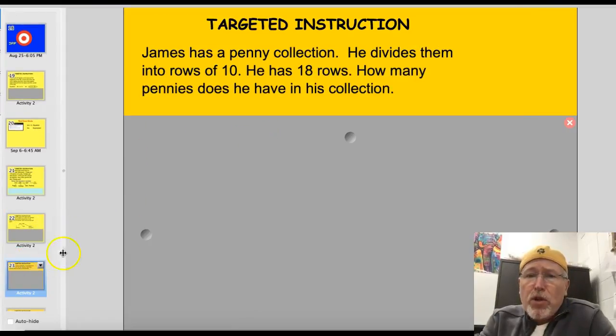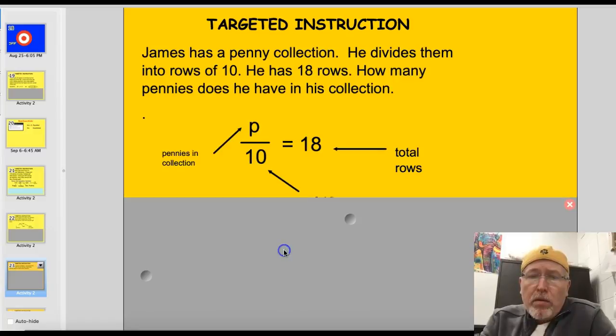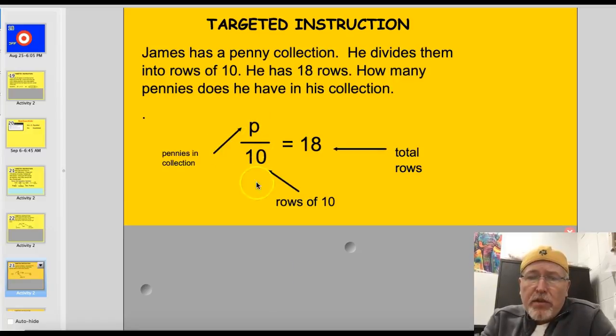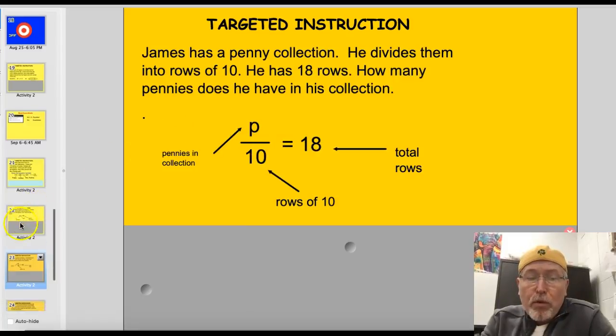Here's 2 quick problems. Try them on your own. Go ahead. Let's see how you do. Well, here's the pennies in his collection. If you divide them by 10, there's 18 in total rows. So pennies divided by 10 per row, 18 rows. 180 pennies. What would be 180 divided by 10? You could just multiply these 2 numbers together, kind of reversing operations.